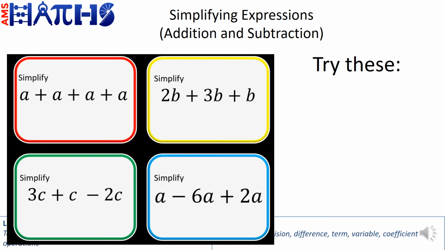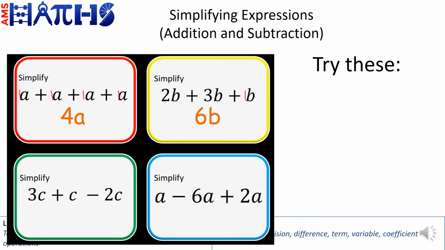For the first box, the red box, the answer is 4a, because we have 1a plus 1a, 2 a's, add one more a, 3 a's, another a, 4 a's. So the answer for that is 4a. For the yellow box, our answer is 6b. We're adding 2 b's plus 3 b's to get 5 b's, and adding one more b, and that gives us 6b.